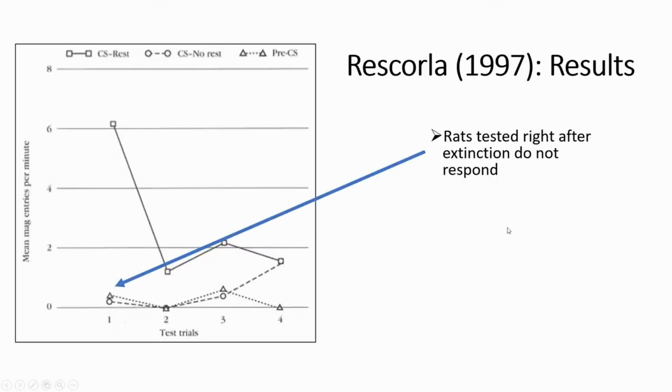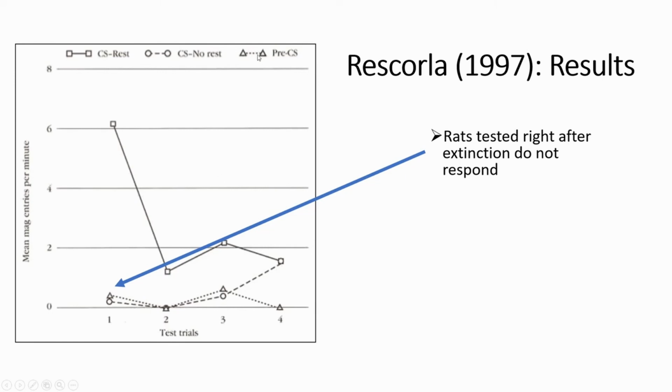All right. And so if we're going to orient ourselves on this graph here, we're looking at mean magazine entries per minute. So how often are the rats poking their heads into the feeder across number of test trials? So we have our CS rest condition. Those are the ones that had an 8-day gap before they were tested. We have our CS no rest, these guys down here, which were tested immediately after extinction. And then our pre-CS is just the control group.